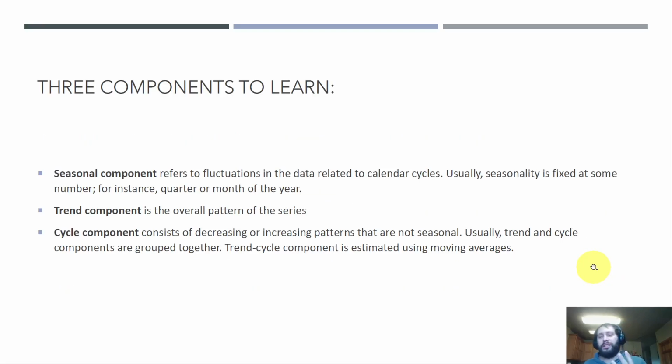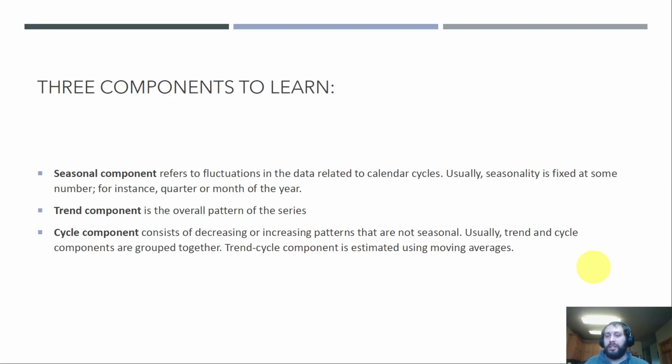So there's three components I wanted to talk about. There's a seasonal component, which refers to fluctuation of the data related to calendar cycles. Usually seasonality is fixed at some number. For instance, it could be like a quarter, a month, or a year. So something every month or every year, it changes its seasonal components to it.